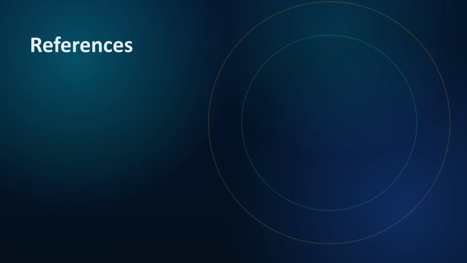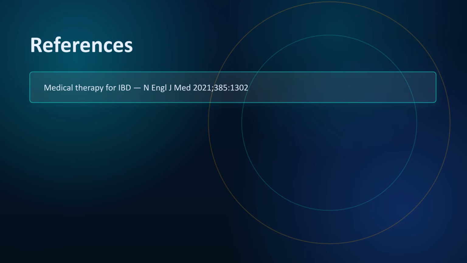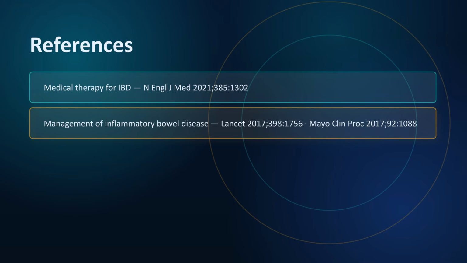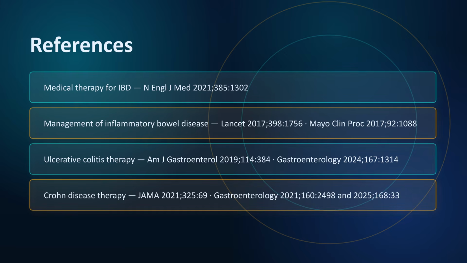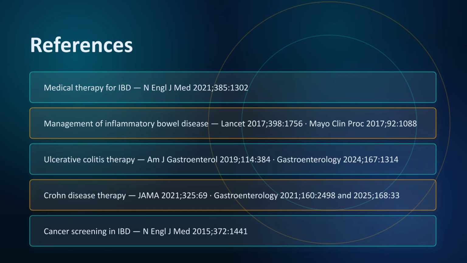These are the sources behind today's material. The medical therapy tables follow the New England Journal Review of Medical Therapy for inflammatory bowel disease. The overall management framework follows the Lancet Review and the Mayo Clinic Proceedings Review. The ulcerative colitis regimens follow the American Journal of Gastroenterology and Gastroenterology. The Crohn disease regimens follow JAMA and Gastroenterology. And the cancer screening protocol follows the New England Journal.